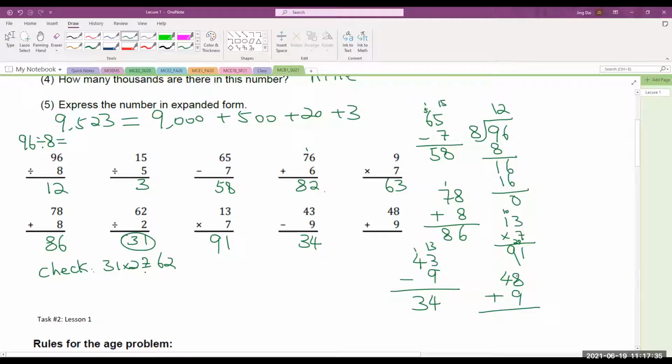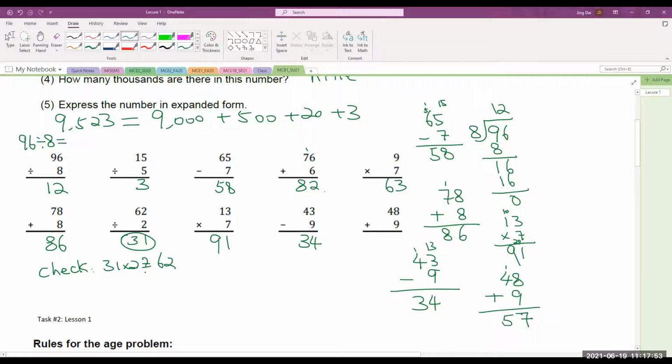Any number plus 9 is like adding 10 and then minus 1. And so actually 8 plus 9 is 17. And then that 17, there is a tens place. We're adding 1 to the tens place.